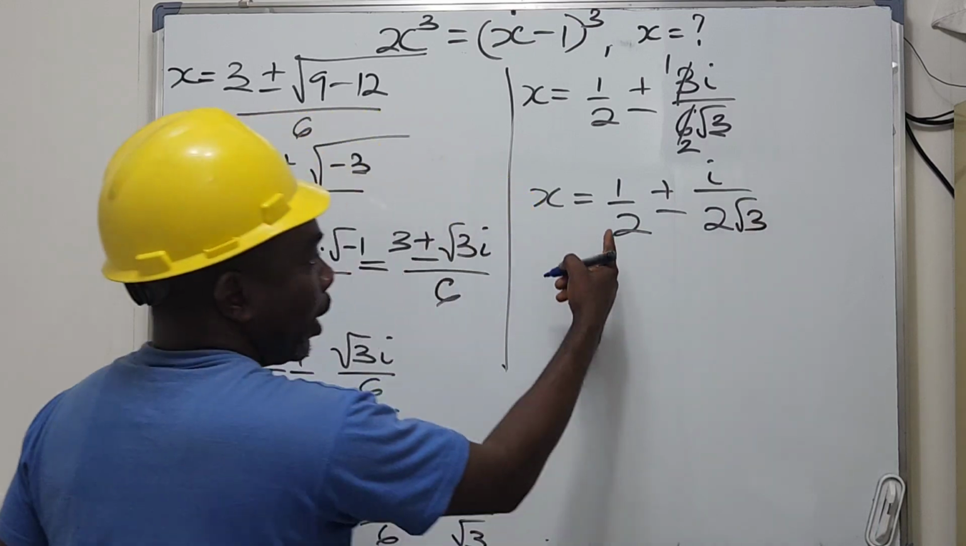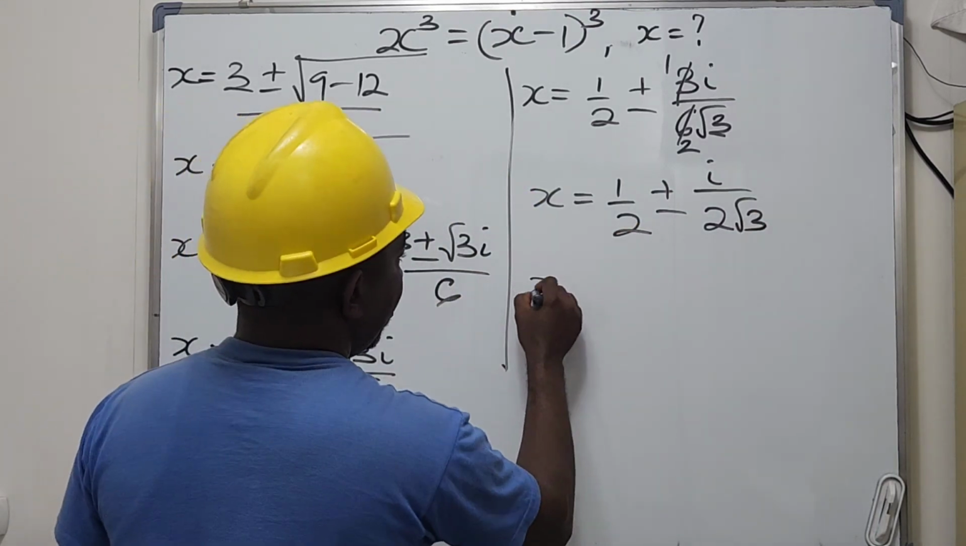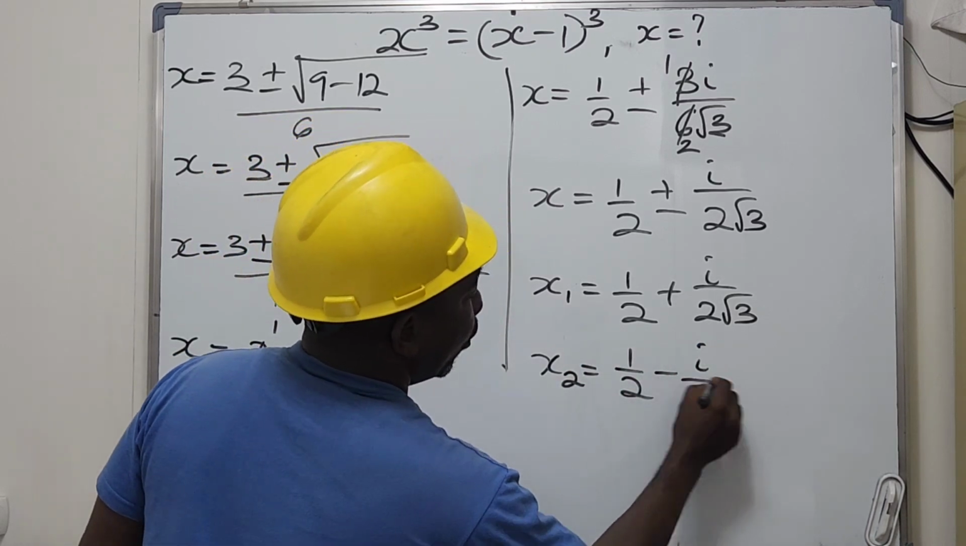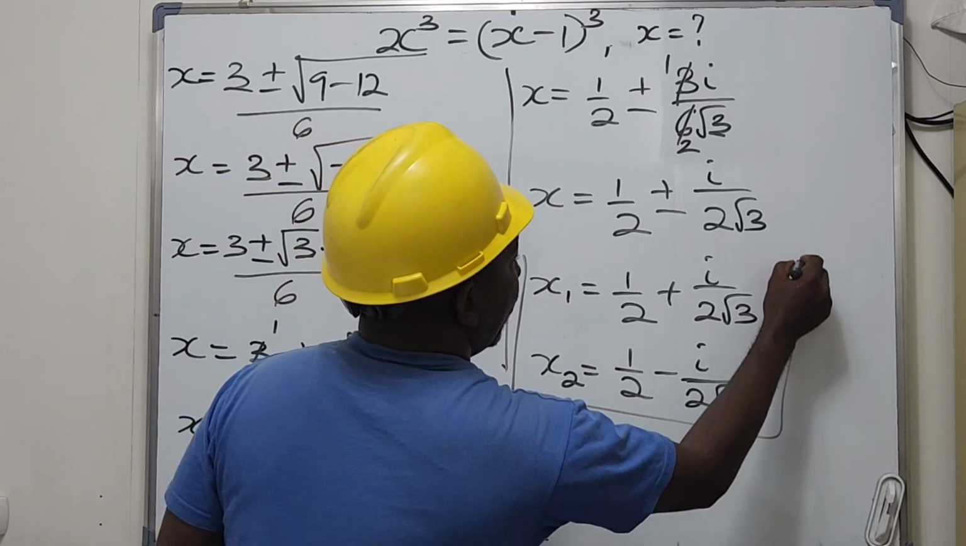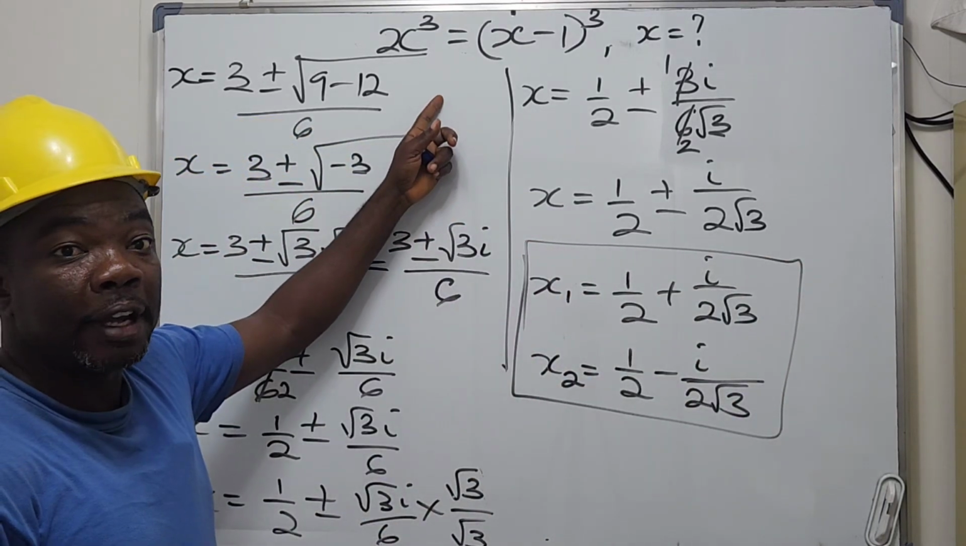We have two solutions from here. So we can separate this. This will become x2 equals to 1 over 2 minus i over 2 root 3. So these are the values of x that we have, x1 and x2. And they all satisfy this equation.